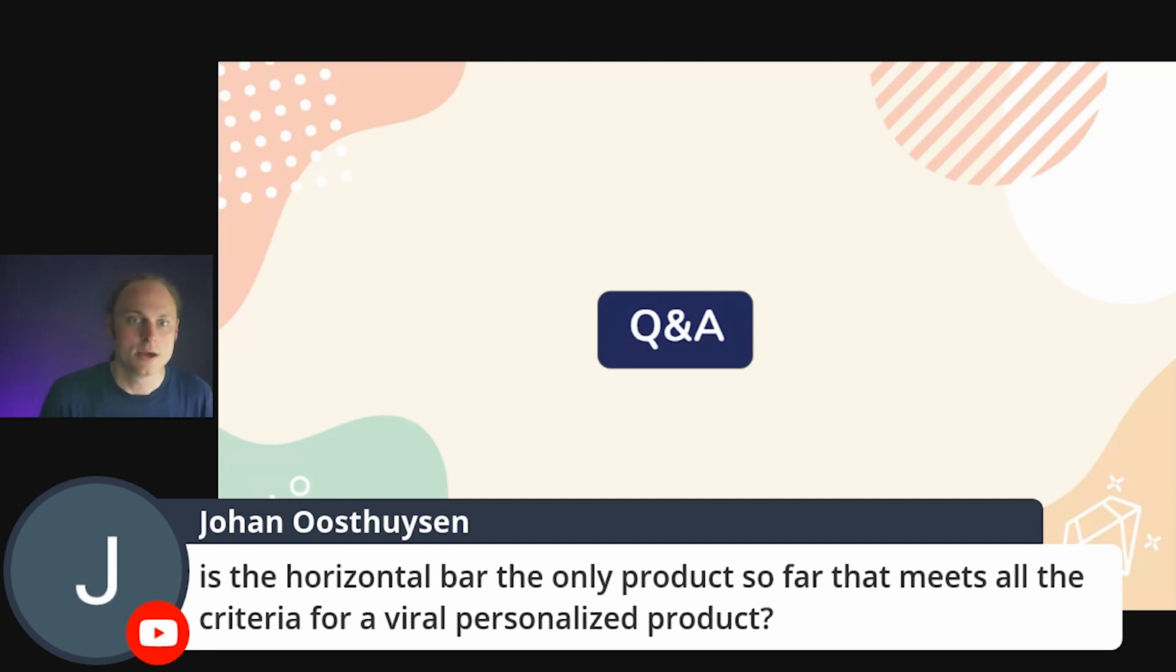Oh, so Johan asks, is the horizontal bar the only product so far that meets all the criteria for a viral personalized product? No, absolutely not. The buyer upload graphic pendants also meet some of the criteria, right? Highly personalizable. You can add images to it and you can engrave the back. You can also bundle them, right? So you can get more than one. Maybe one of each, one Bengal, for example, with each of the kids, something like that. So it's definitely not the only one.